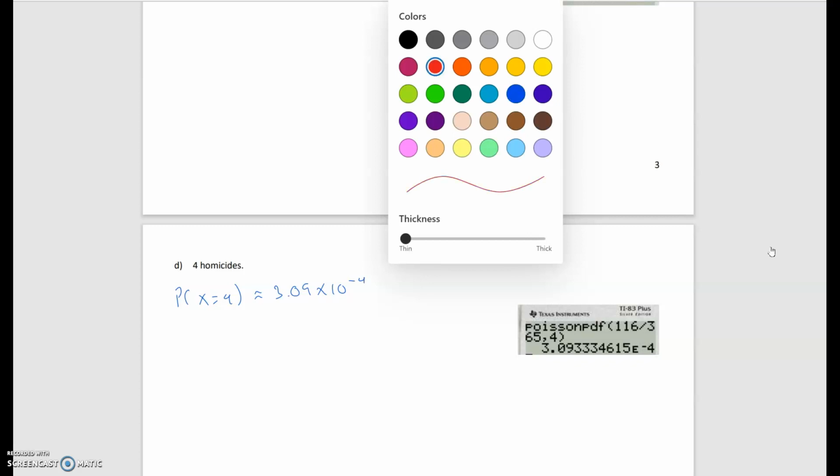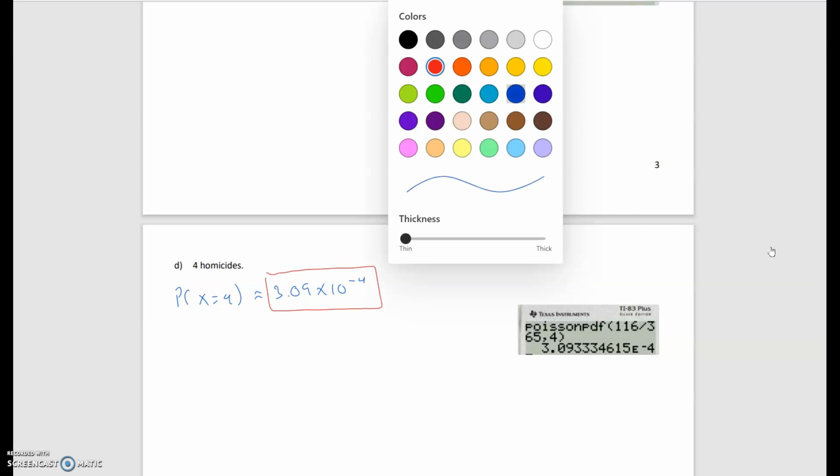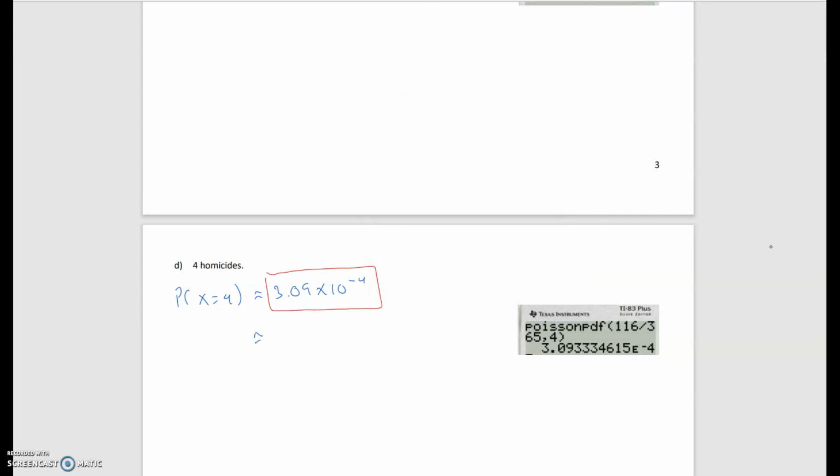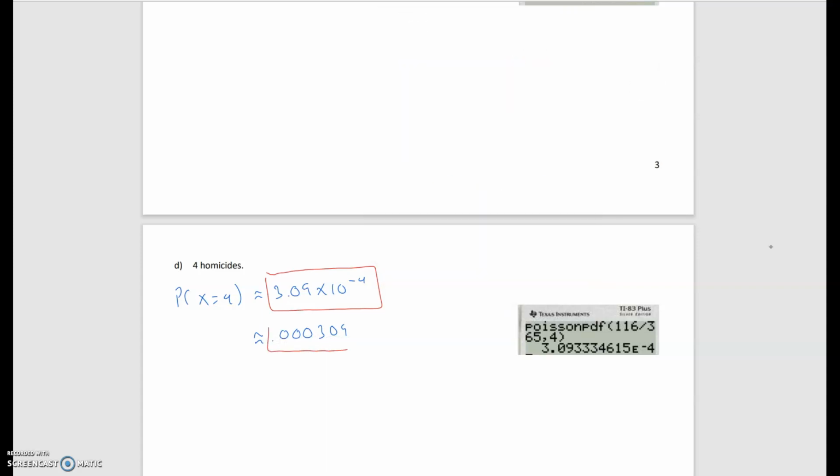That may be perfectly fine. If you are expressing it as a decimal, then you're going to have to count the actual zeros. So in this case, we're looking at 0.000, and then there's going to be a 309. Let me count them. So 1, 2, 3, 4, 0, 9. Okay, and that is pretty much it.